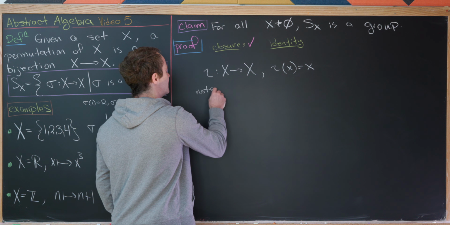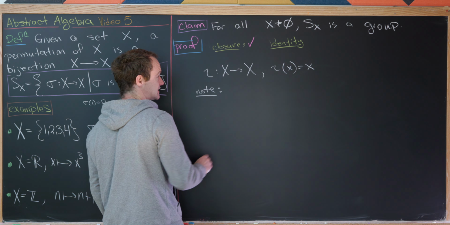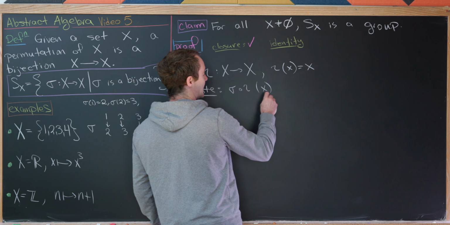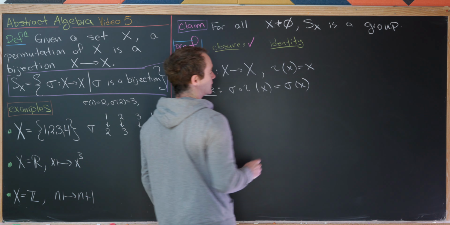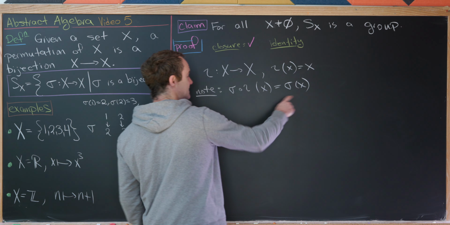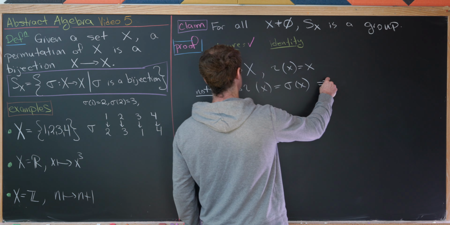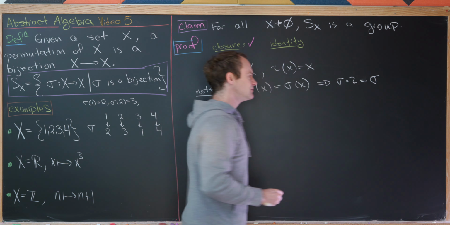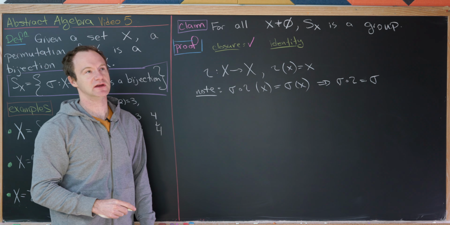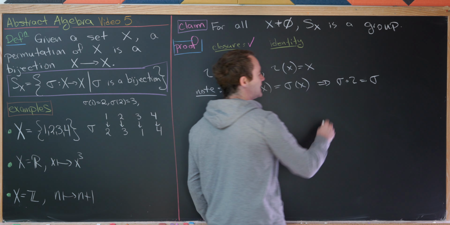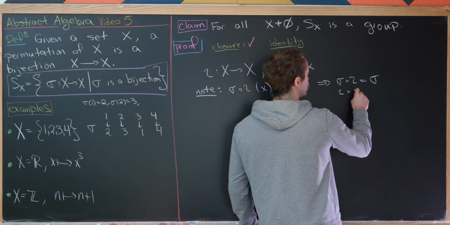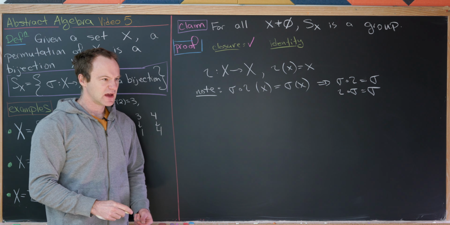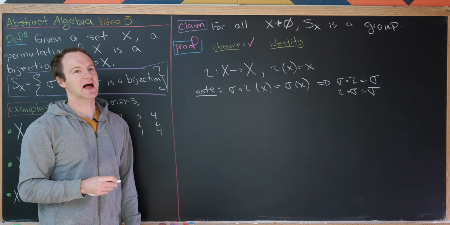And now we can very easily notice that if we take sigma composed with iota and we evaluate it at any x, we'll get sigma evaluated at x. But since this is occurring for any small x, that means that sigma composed with iota is equal to sigma. But that's maybe half of what we need for this to be an identity type element. The other half would be to show that iota composed with sigma is also equal to sigma, but that follows almost immediately.